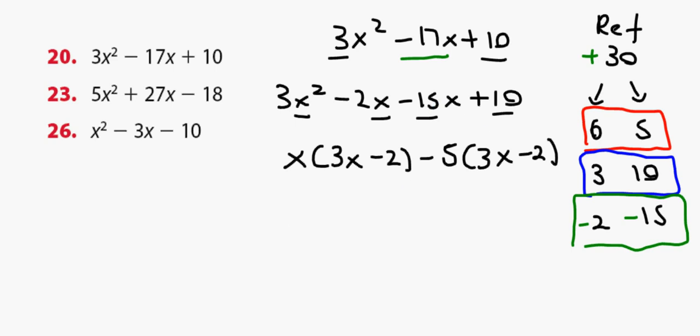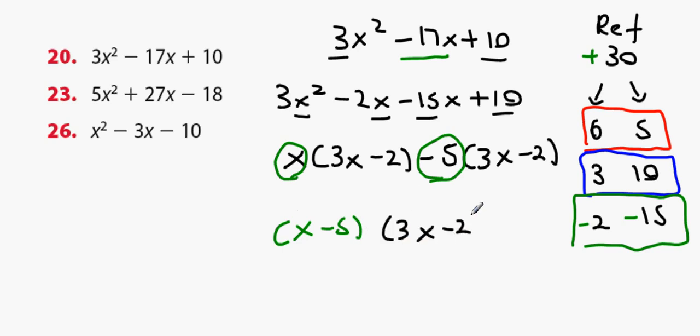Then once again our answer is going to be x by x, which gives us x minus 5, and then we're going to have 3x minus 2. Okay, and that's the answer to that question.